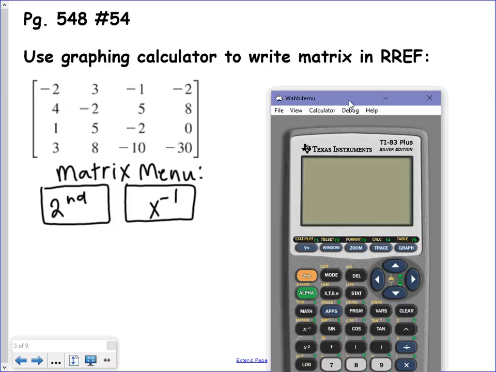Okay, my TI people, to get to your matrix menu, you type second, and then it looks like x to the negative one, but in math terms, that really is an inverse. So I call it second inverse. It's right underneath the math button. So you type second.